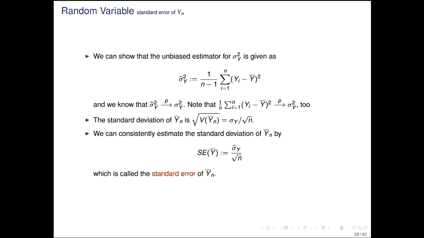Sample variance can be measured by this, and it turns out that this estimator is also consistent. When sample size increases and you compute this, the number is going to be close to the population variance. The reason why we are doing this is because we want to estimate the variance of the estimator.